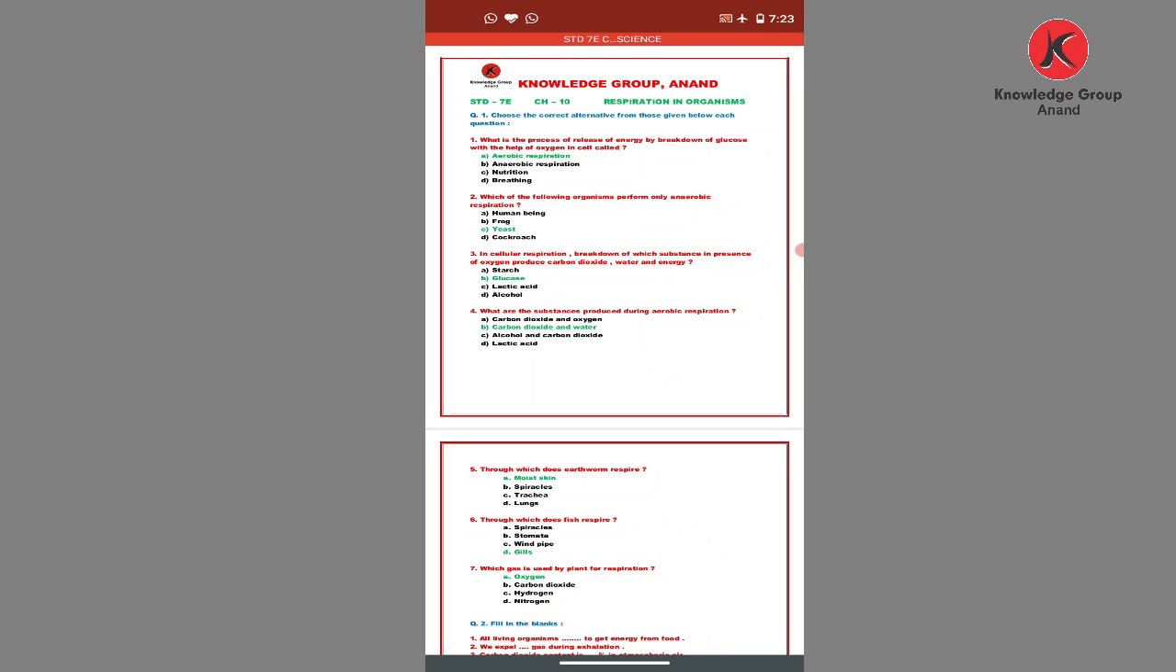Next one. Which of the following organisms perform only anaerobic respiration? Human being, frog, yeast, cockroach. Anaerobic respiration is performed only by yeast. Now, next. In cellular respiration, breakdown of which substance in presence of oxygen produces carbon dioxide, water and energy?